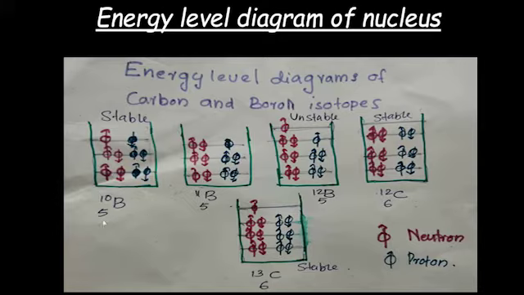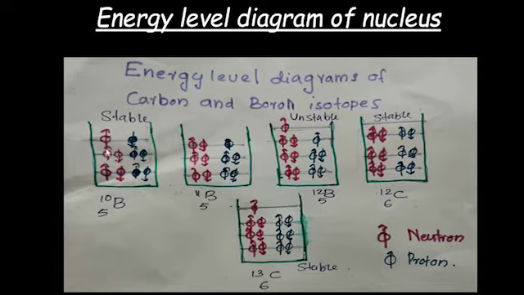Here boron-10, written 5,10, means 5 protons and 5 neutrons. Here the mass number is 10, and 5 is the atomic number, that is, the number of protons present is 5. In order to get the number of neutrons, A, that is 10, minus atomic number 5 will give you 5. So there are 5 neutrons also.